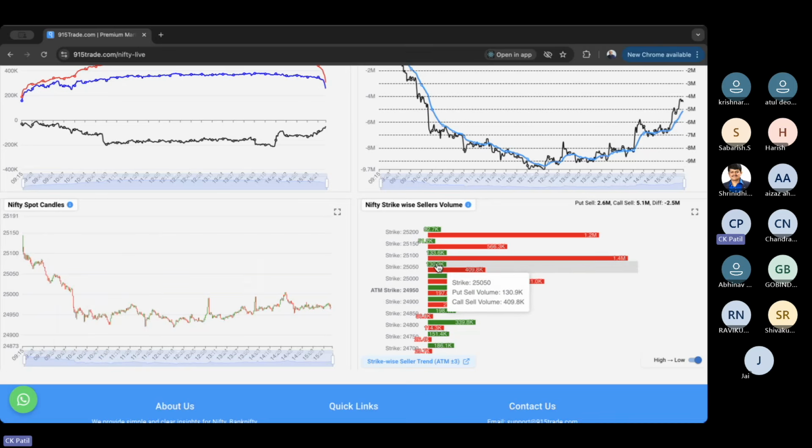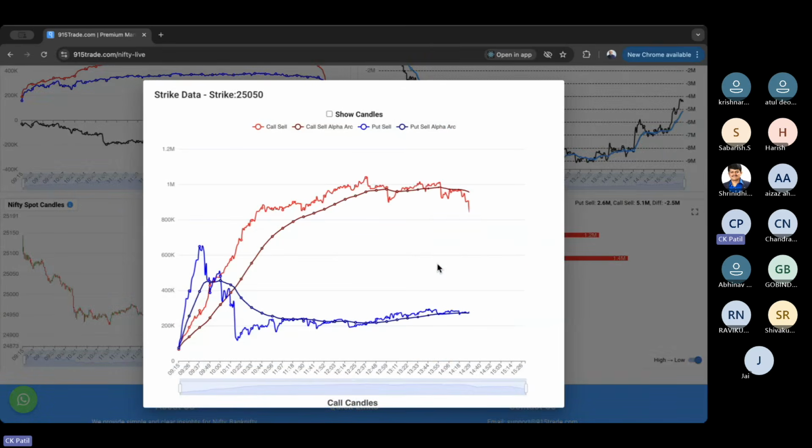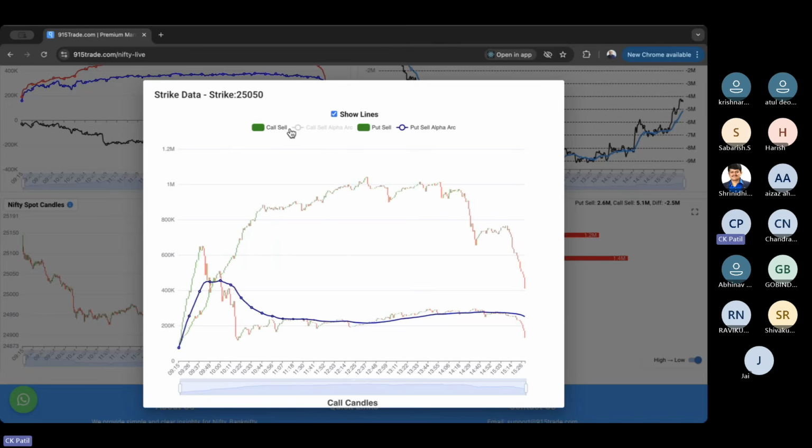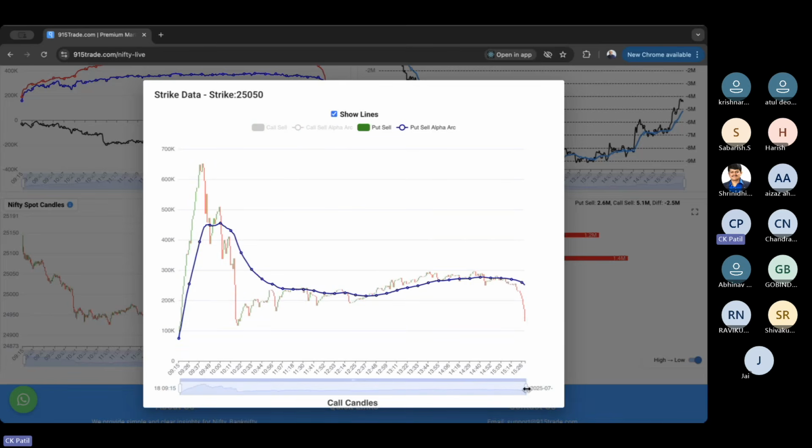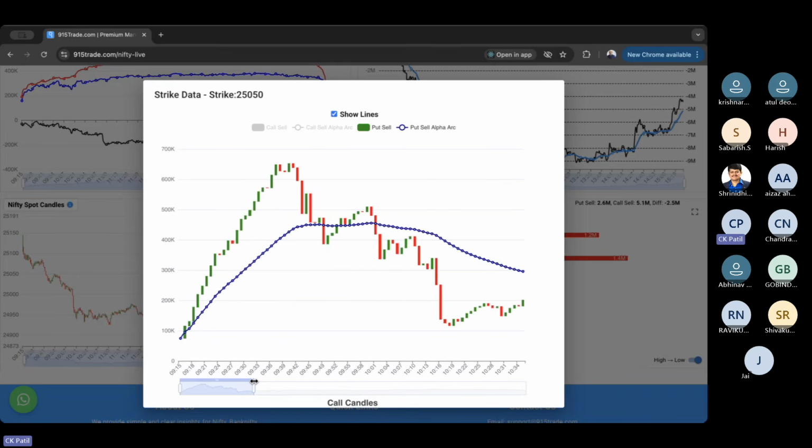So let's look at 25,050. We always analyze the ATM strike. We are expecting the price to slide further, which means we want to buy put. Correct. So we will say show candles, we'll remove call, we will only analyze put. And look what happens with puts.